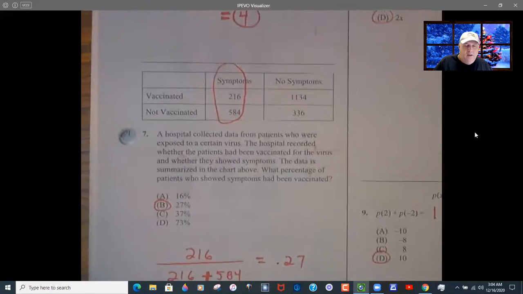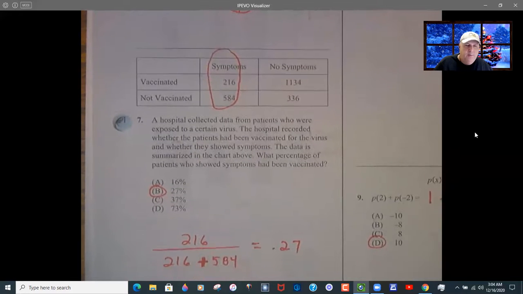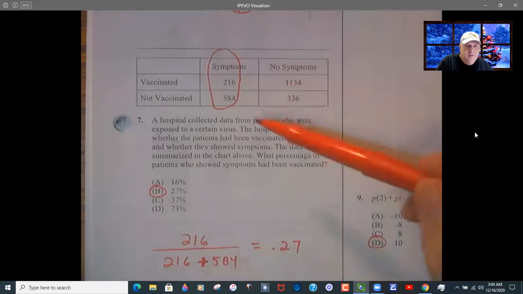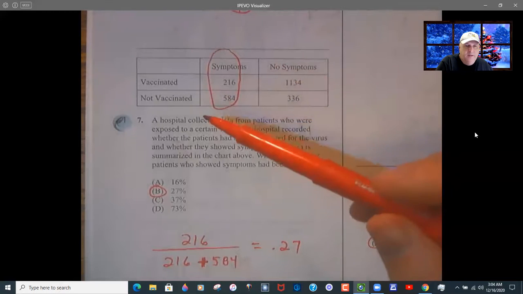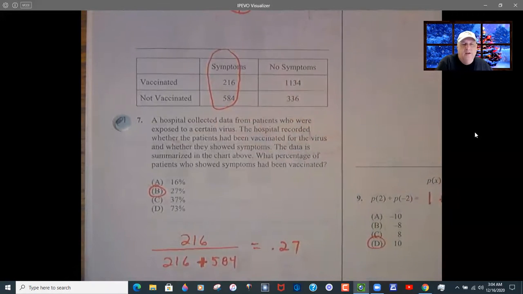What we have here is a two-way table, but what they forgot to do was add up. So you have these two different things: symptoms, no symptoms, vaccinated, not vaccinated. There should be totals at the bottom here and totals off on the right. They did not do that. So the question says, what percentage of patients who showed symptoms have been vaccinated? So the bottom has to be all patients who showed symptoms. So you have to add the 216 and 584. So 216 is the top. Nice problem for these times.